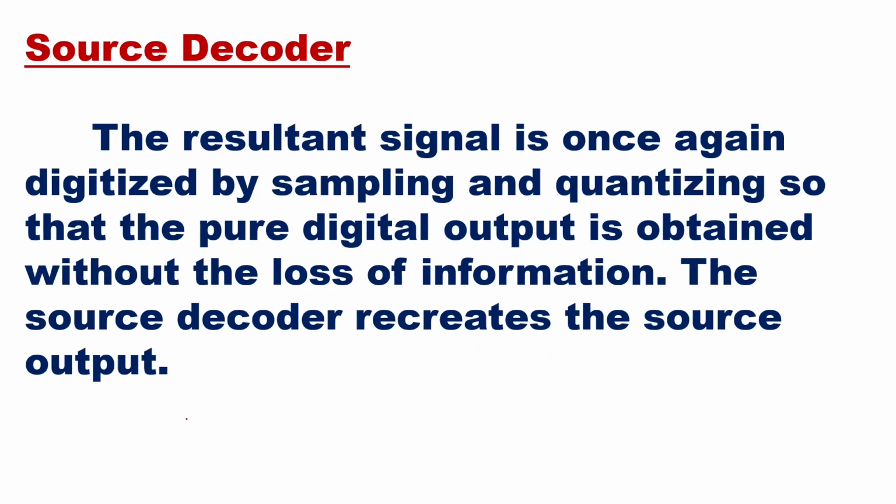Then you have the source decoder. This will work exactly opposite to the source encoder. The resultant signal is once again digitized by sampling and quantizing processes so that the pure digital output is obtained without the loss of information. The source decoder will recreate the source output, and the binary stream which it has got from the channel decoder is converted into a sequence of symbols.